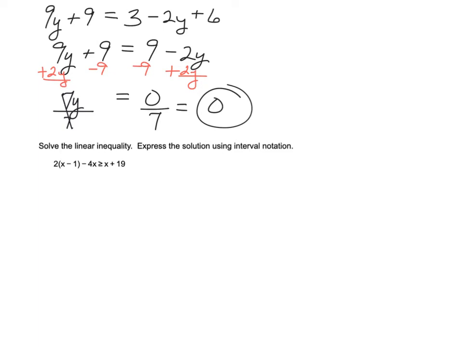The only thing really different on this one is we want to write our answer in interval notation. So let's work it out. We have 2 times x, 2 times -1. You work it just like you would a regular equation, except when you divide or multiply out by a negative, that's when it's different. Let's combine our terms. 2x minus 4x is -2x.